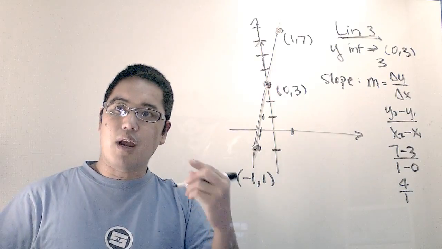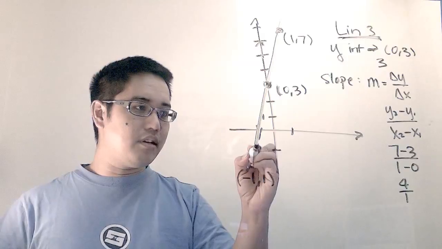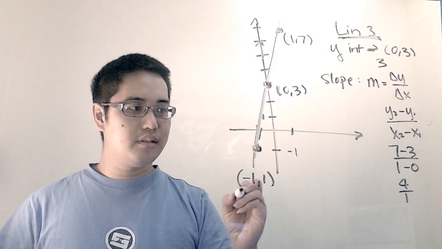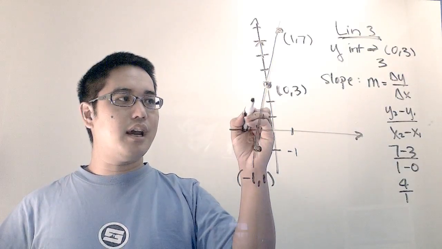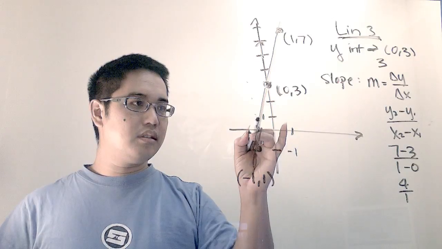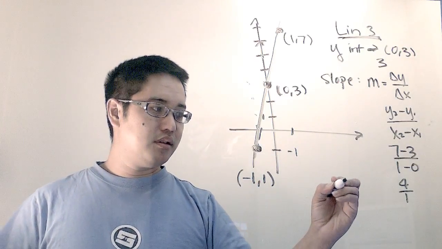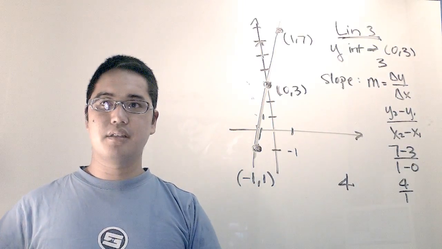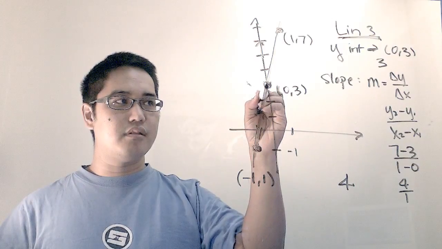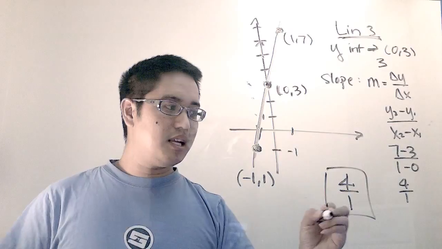What was my rise? If I start here down at y equals -1, how high up did I have to go to get to here? I had to go 1, 2, 3, 4. I had to go 4 up. That's my rise. How far across did I have to go to get to this point right here? Well, that's only 1. Same answer.